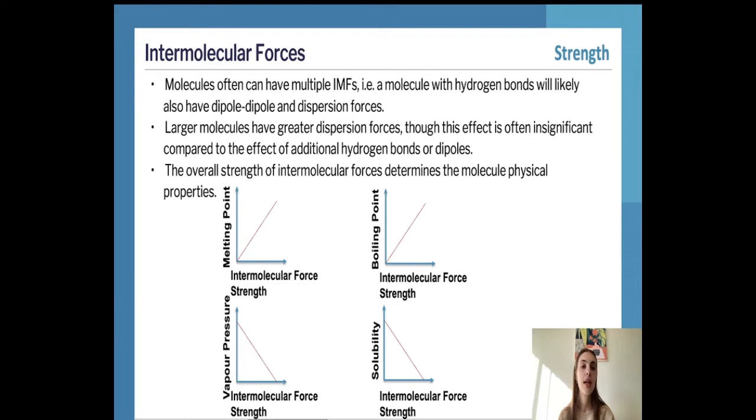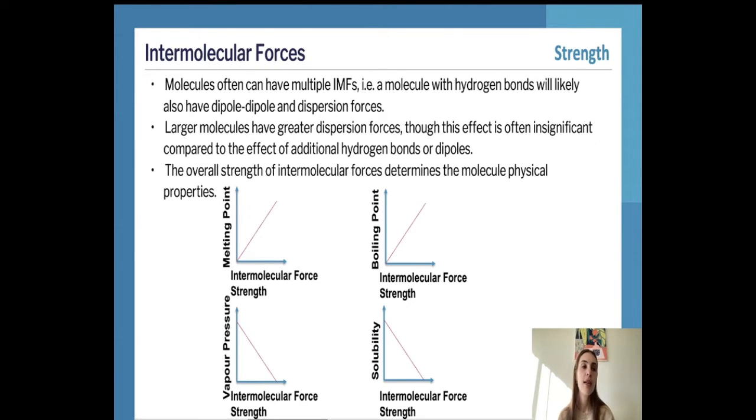We also want to consider larger molecules because they are going to have greater dispersion forces. This effect is often going to be insignificant though when we compare the effects of additional hydrogen bonds or dipoles. Although a molecule such as ethane is going to have fairly low intermolecular forces, when we go up to something like octane, that's going to have a lot greater intermolecular forces because it's got greater dispersion forces.